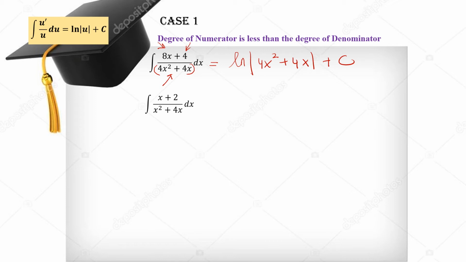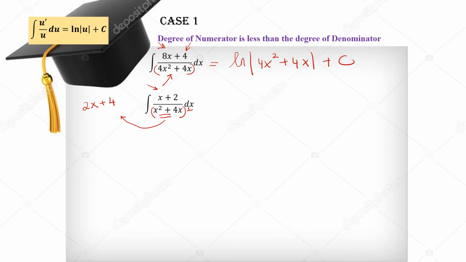Another question. Here again, if you look at the denominator, it has power 1. Now check the derivative of the denominator. The derivative of x squared is 2x and the derivative of 4x is 4. Now 2x plus 4 is not given in the numerator. So what is given? There is something given to you, that is x plus 2.